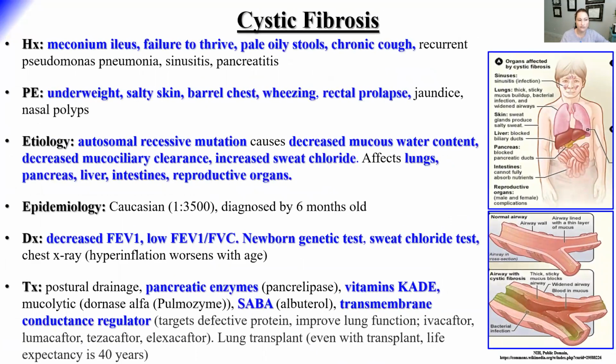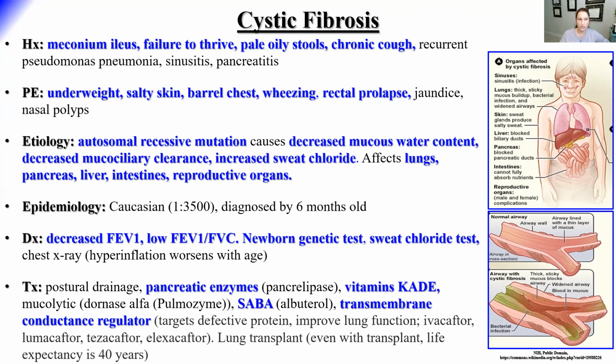Next, we have cystic fibrosis. Cystic fibrosis is an autosomal recessive mutation that causes a decrease in the mucus water content, so it makes it very thick and sticky. They also have a decrease in mucociliary clearance. So they've got this really thick mucus, a decrease in mucociliary clearance, and an increase in sweat chloride. This is a multi-organ disease. It affects the lungs, the pancreas, the liver, the intestines, and the reproductive organs.